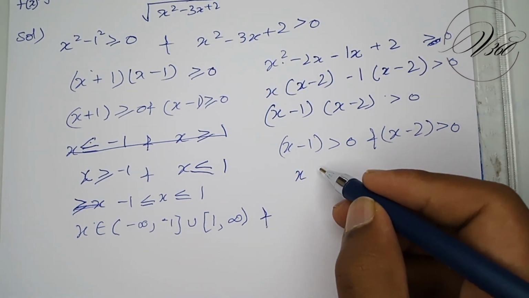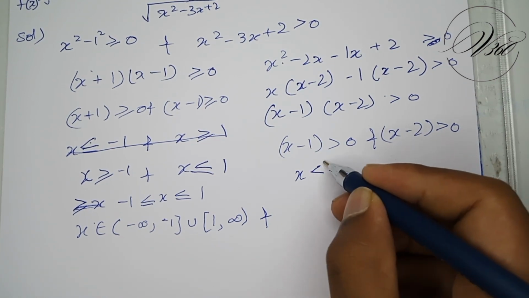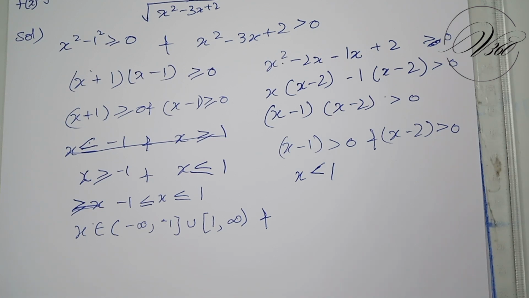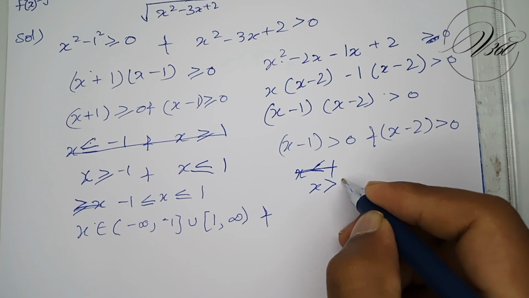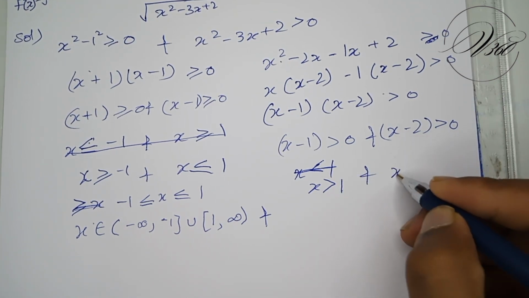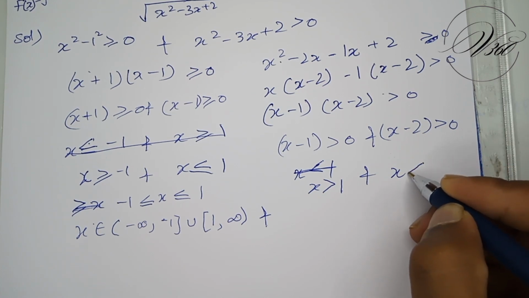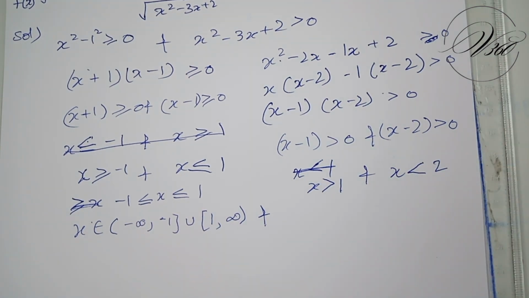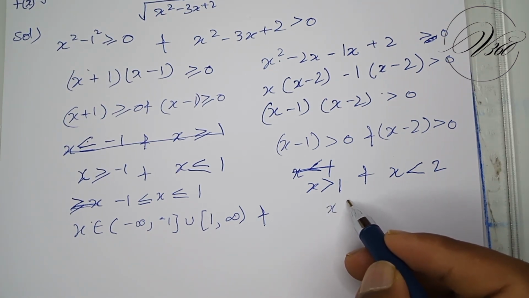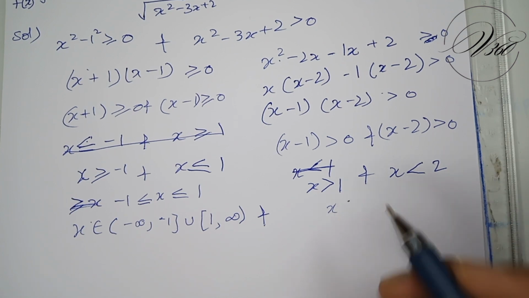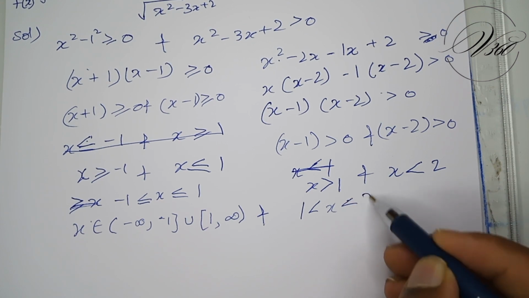Okay, and another one we will get here: x is greater than 1 and x is smaller than 2. Okay, now we will get here 1 is smaller than x and x is smaller than 2.